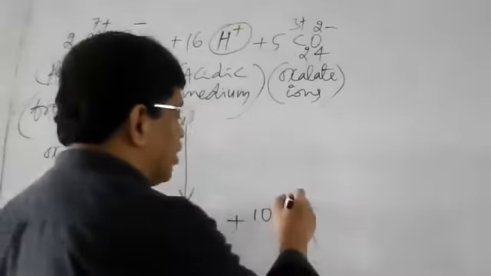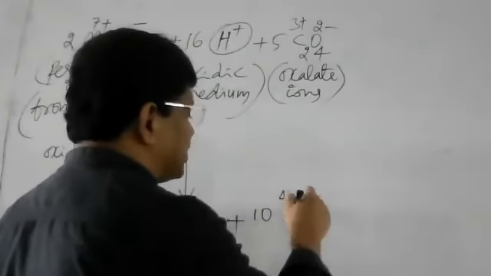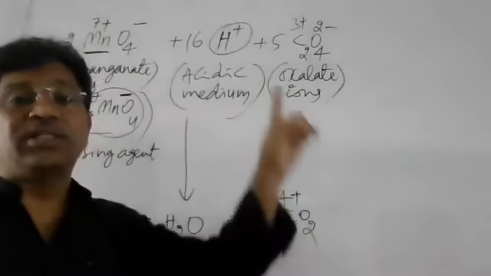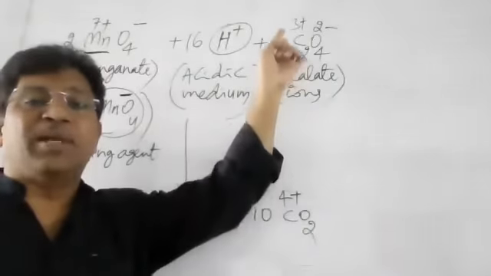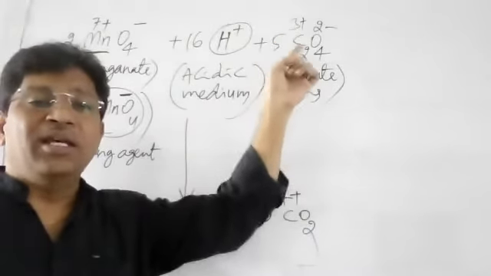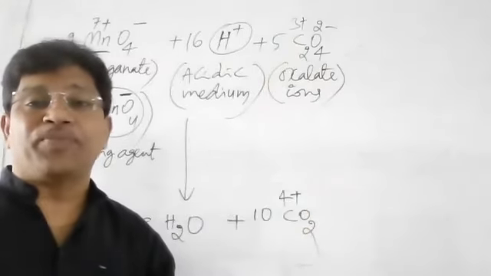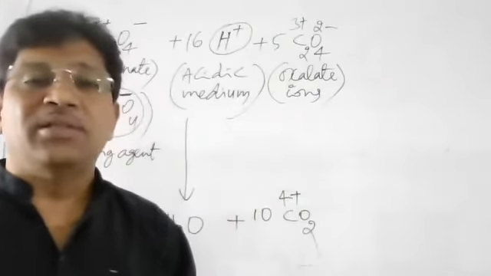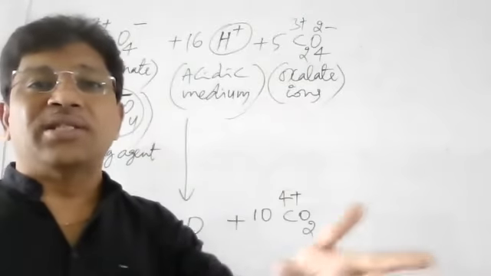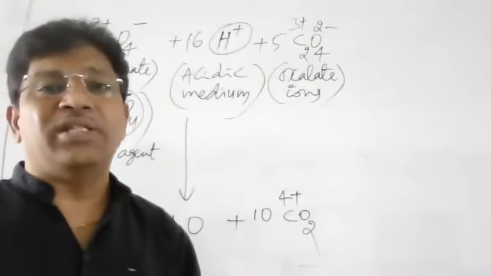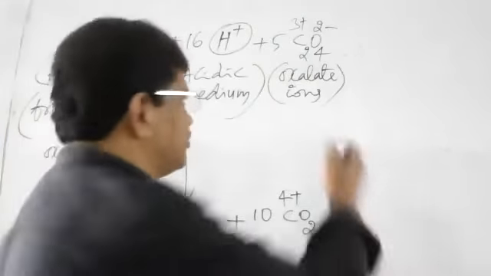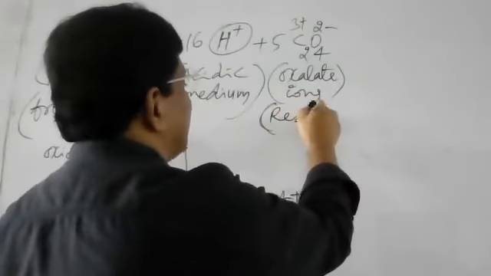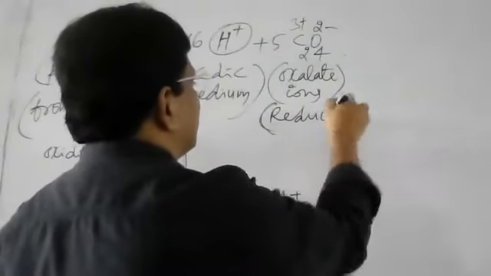So here the carbon oxidation state in CO2 is +4. What is the charge of carbon in oxalate? Each carbon has +3 here. So C +3 changed into C +4. Now oxalate ions are undergoing oxidation themselves. When they undergo oxidation themselves, they act as which agent? Reducing agent. These ions act as reducing agent.